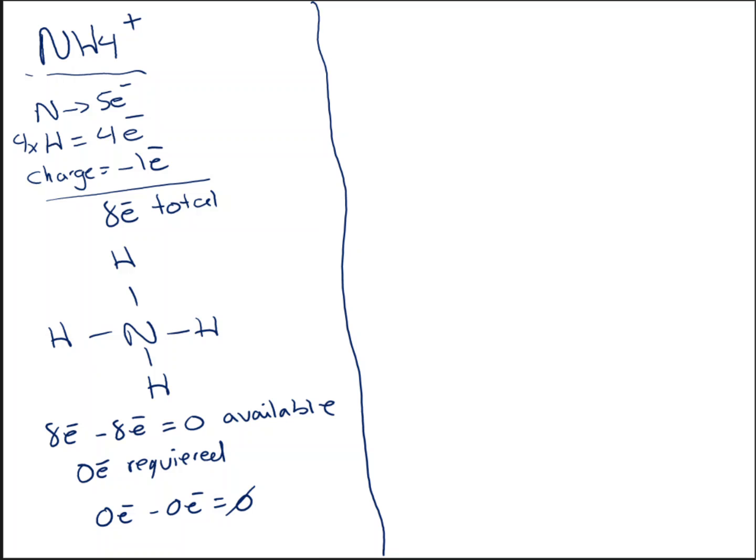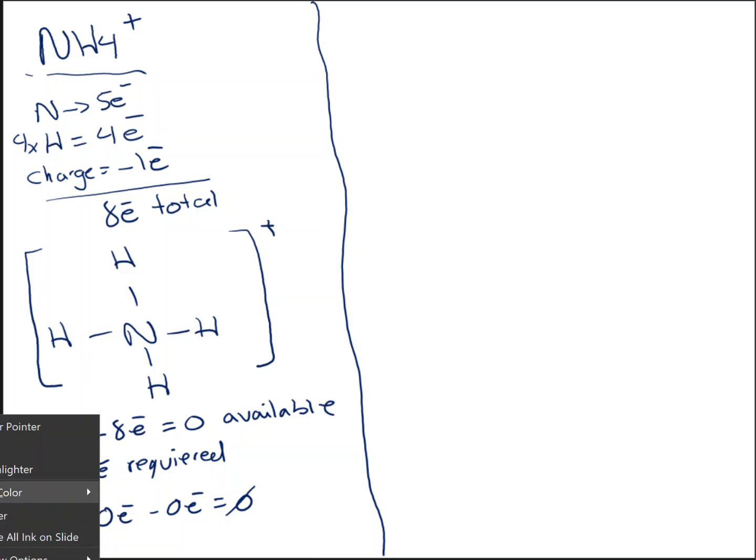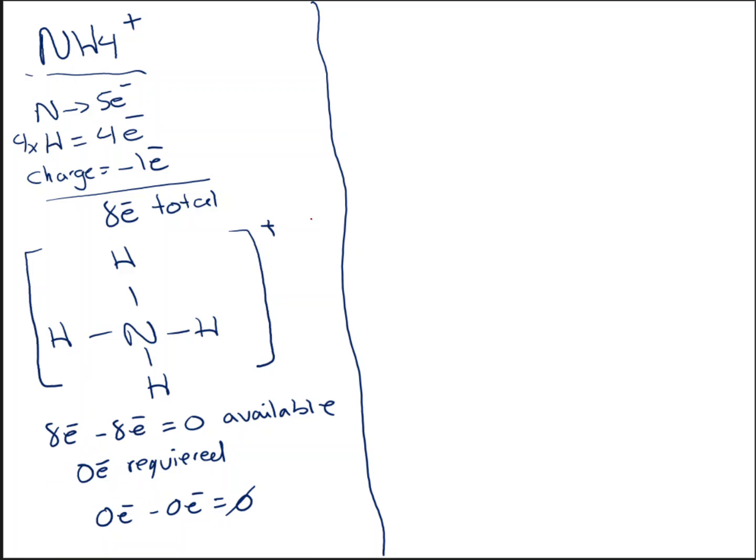But this does not represent the ammonium ion, because we have to show where the charge is. So for polyatomic ions, or any ions in a Lewis structure, remember you put brackets and you put the charge outside of the bracket. Now this represents the Lewis structure of the ammonium ion.